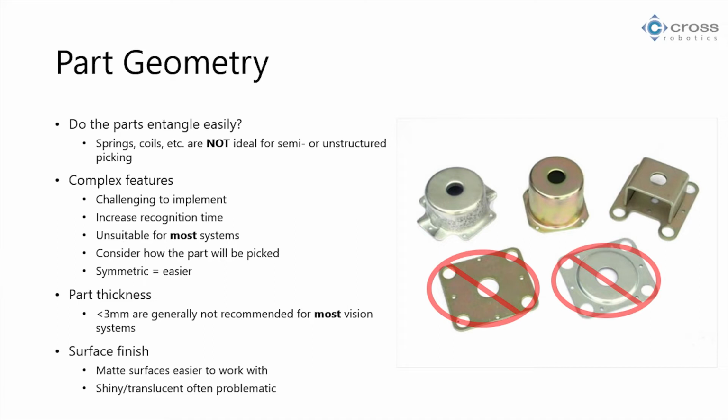And then the surface finish. Matte surfaces are always going to be easier to work with, no matter what system you have, right? Shiny and translucent surfaces, they reflect light, they diffuse. If you have a laser sensor, they'll diffuse that laser. They tend to be pretty problematic.